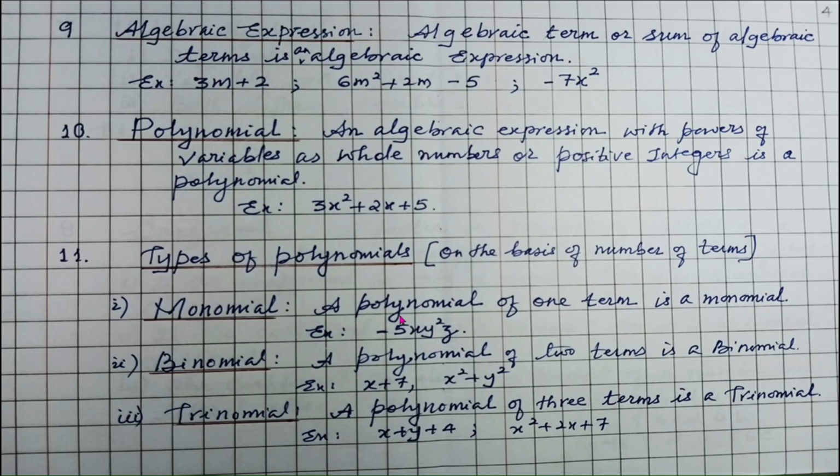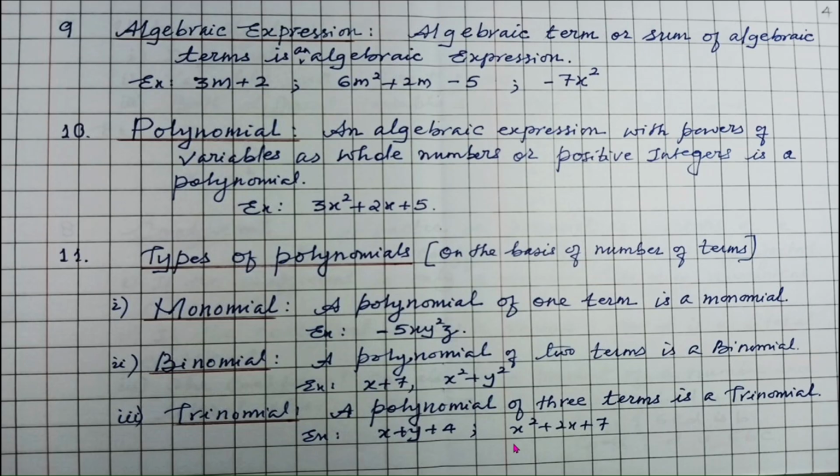On the basis of number of terms, we have different types of polynomials. We have a monomial with one algebraic term, that is, a polynomial of one term is a monomial. Binomial is an algebraic expression with two terms, and a polynomial of two terms is a binomial. So x plus 7 x square plus y square is a binomial. A polynomial of three terms is a trinomial. Here x plus 5 plus 4 are three algebraic terms, therefore it is a trinomial.